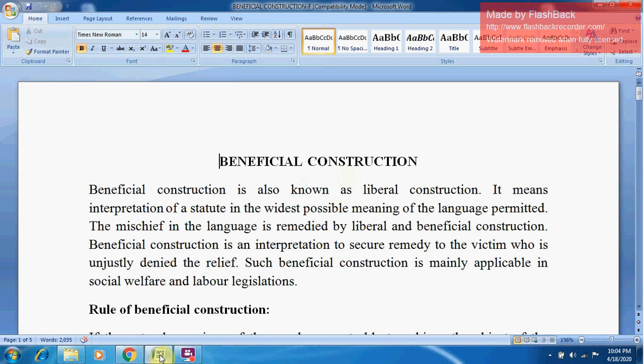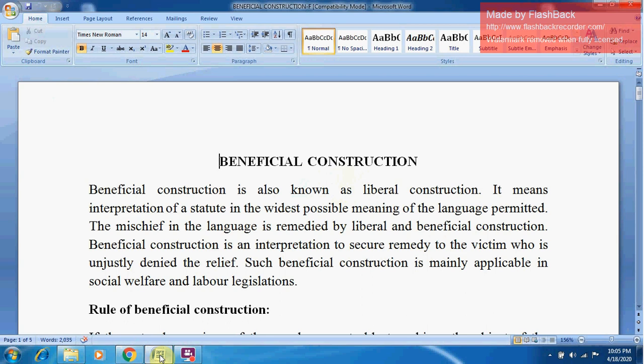Let us see. Beneficial construction is also known as a liberal construction. It means interpretation of a statute in the widest possible meaning of the language permitted. The mischief in the language is remedied by the liberal and beneficial construction. Beneficial construction is an interpretation to secure remedy to the victim who is unjustly denied the relief.